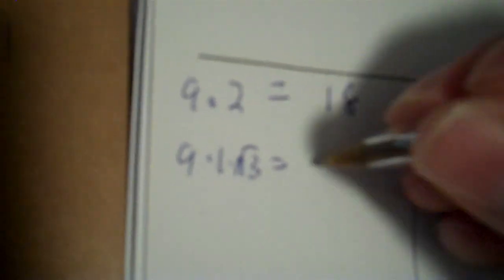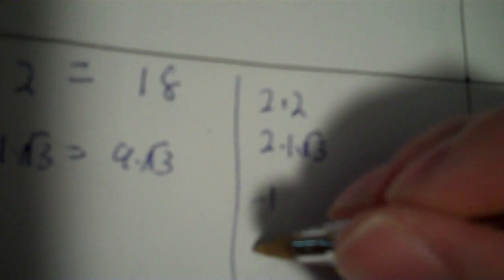Okay, so this is 18, and this is 9 times the square root of 3. Now down on the bottom, we have to do the FOIL. Okay, we do 2 to 2, 2 to 1. So 2 times 2, times 1 times the square root of 3. Okay? Then negative 1 to 2 and negative 1 to 1. But negative 1 is times the square root of 3. Okay? Then times 2 times 1 times the square root of 3.